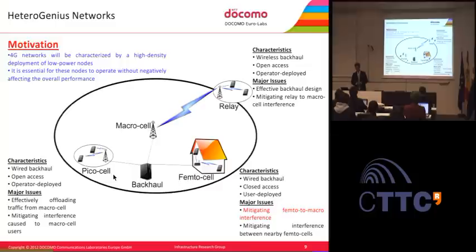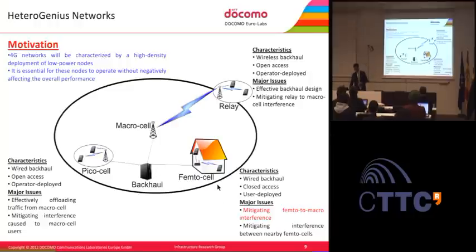Pico cells then. Pico cells have a wired backhaul to the macro cell, again, they're open access. Pico cells are typically deployed in areas like airports, shopping malls, places where you have a large gathering of the public. And of course, they're also operator deployed. So the operator can decide where in the network topology they should appear. And Pico cells help to offload traffic from the macro cell. That's one thing. And it's important in the case of the Pico cell to mitigate the interference they cause to the macro cell. This is exactly the opposite case now for the femtocell.